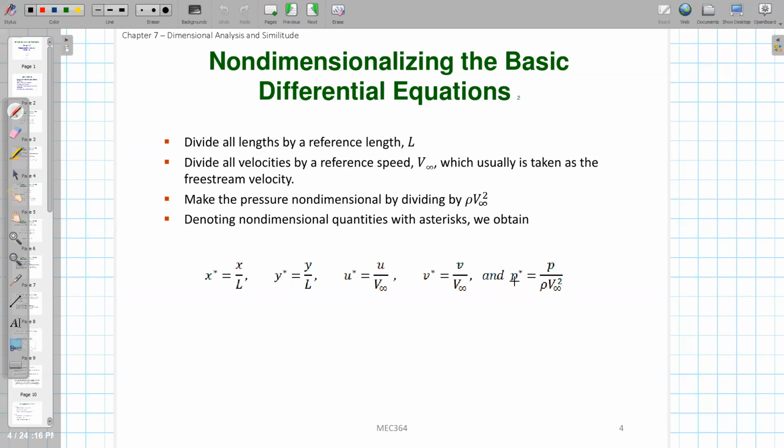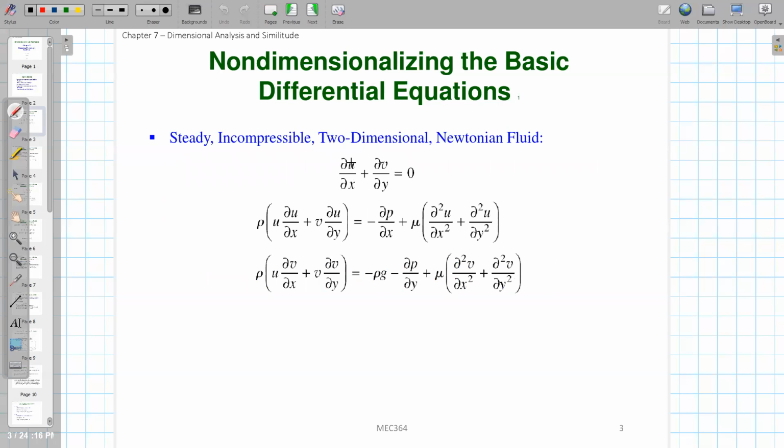After you define all these non-dimensional quantities, x star, y star, u star, v star, and p star, you can substitute them into the original equation. You replace u with u star times v infinity. Similarly, you substitute v with v star times v infinity, x with x star times L, and y with y star times L. So for the continuity equation, what do you get?